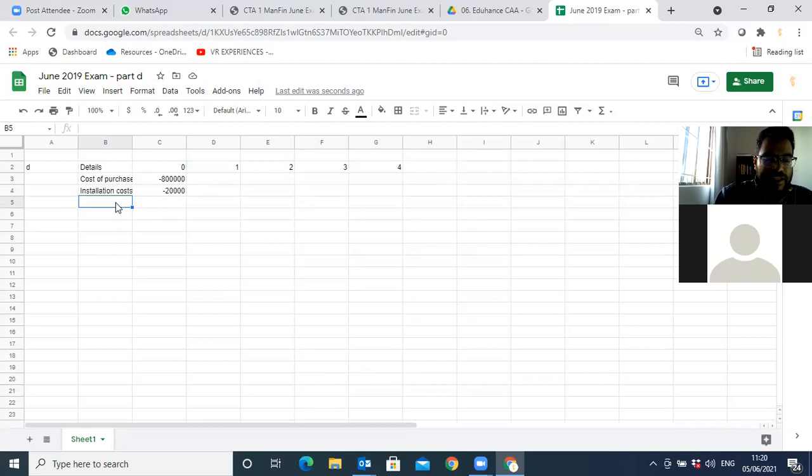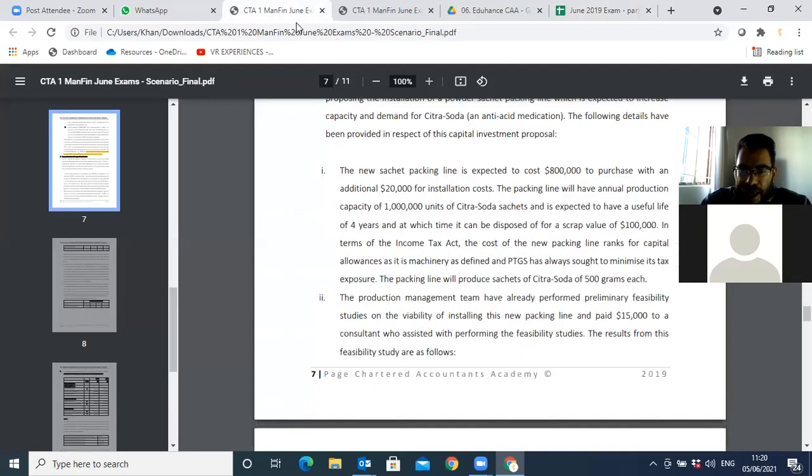Now I need to deal with the scrap value. Whatever you want to call it, I'm just calling it scrap value. When do we get it? When does it take place? In year 4, at the end of the useful life, because year 4 represents the end of year 4. How much are we going to sell it for? $1,000. We're getting $1,000, so therefore it is positive. Then they're telling us each packing line will produce 500 grams, and we know that they minimize the tax exposure. So you would know what that is all about.